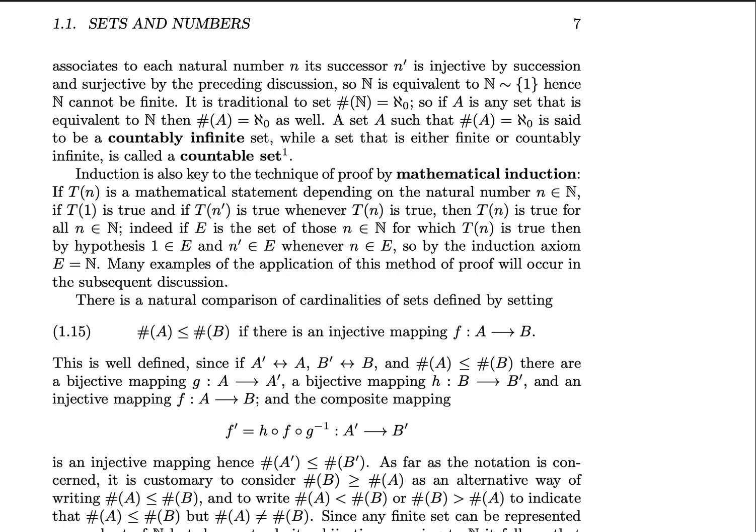Indeed, if E is the set of those n in ℕ for which T(n) is true, then by hypothesis 1 is in E and n' is in E whenever n is in E, so by the induction axiom E equals ℕ. There will be many examples of this application in the future.